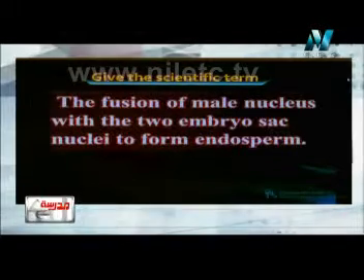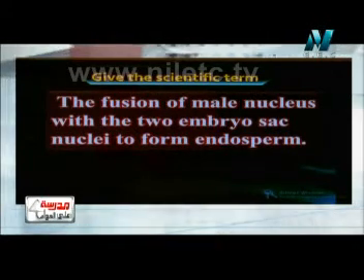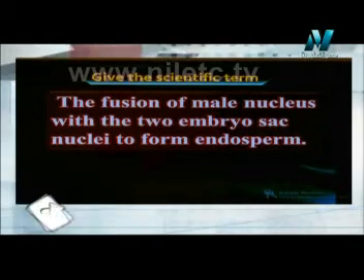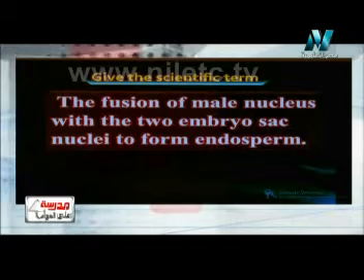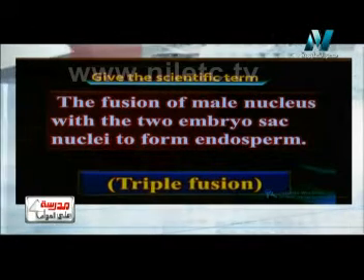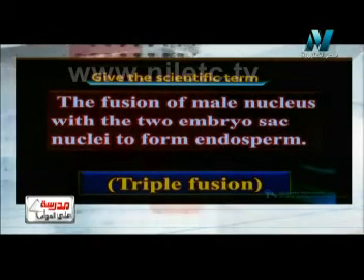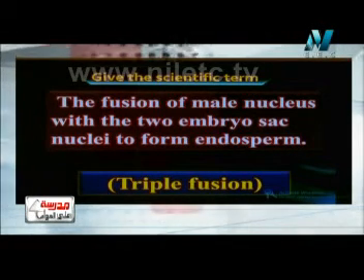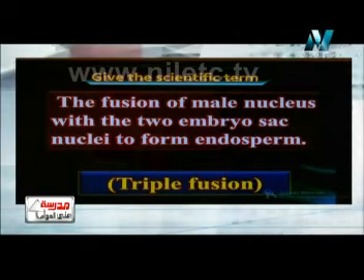The next question. The fusion of a male nucleus with the two embryo sac nuclei to form endosperm, that is the triple fusion. Triple fusion because three nuclei are fused together. One of them is the male nucleus and the two embryo sac nuclei, to form 3N endosperm.